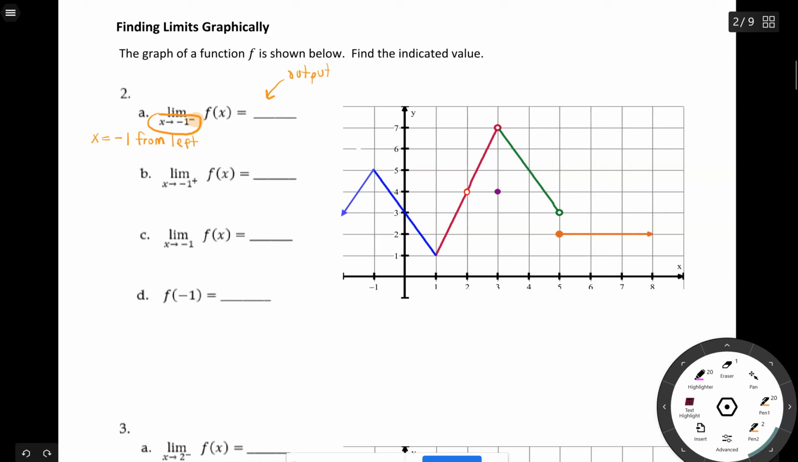Okay, so let's find -1. It's right here. And I'm going to look from the left. So as I approach this from the left, then what's happening here? My heights are going up, up, up, up, up. And what are they getting closer and closer and closer to? They're getting closer and closer to 5. Okay, so I would put a 5 there. My output is going to 5, a height of 5.